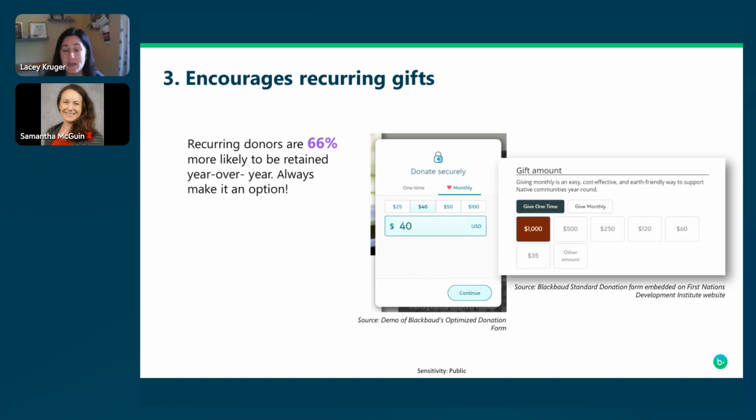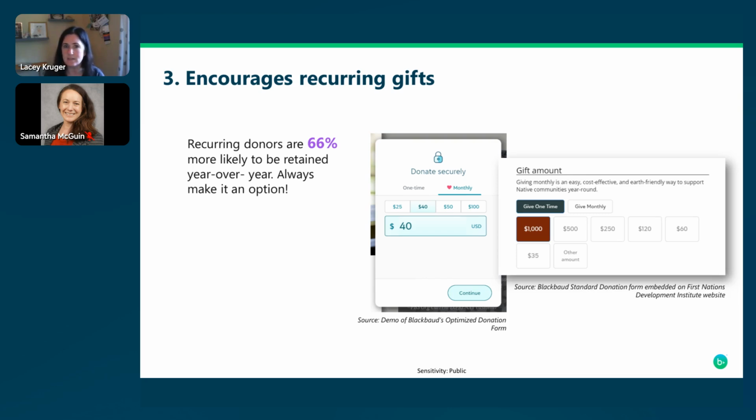Okay, key to conversion number 3 is that your form needs to encourage recurring gifts. Recurring donors are 66% more likely to be retained by your organization year over year. They're more valuable to you, so you should just always make recurring giving an option.